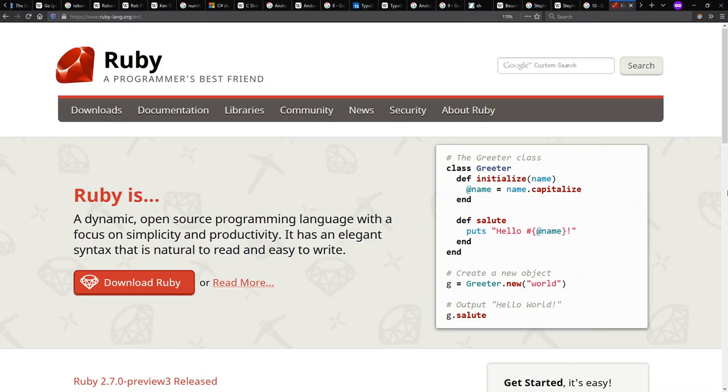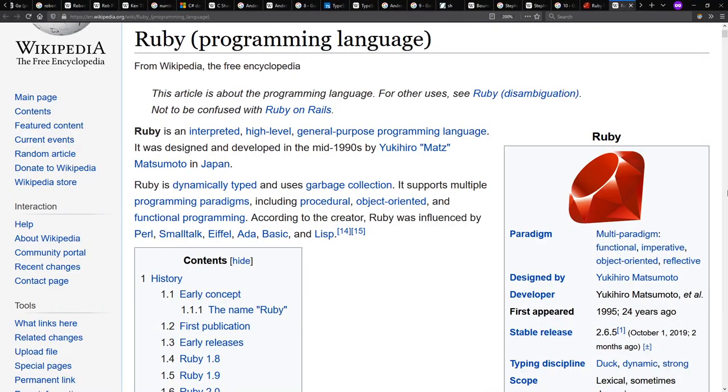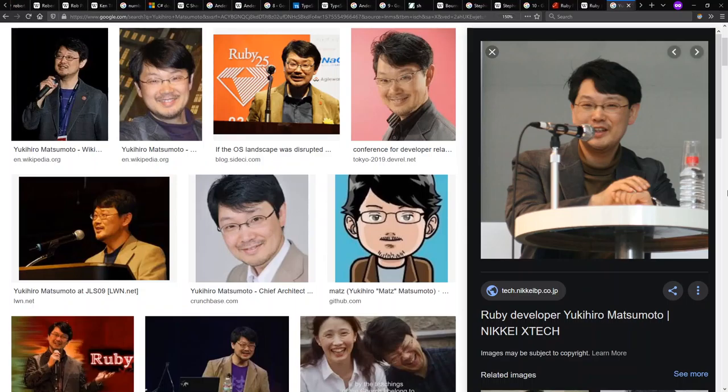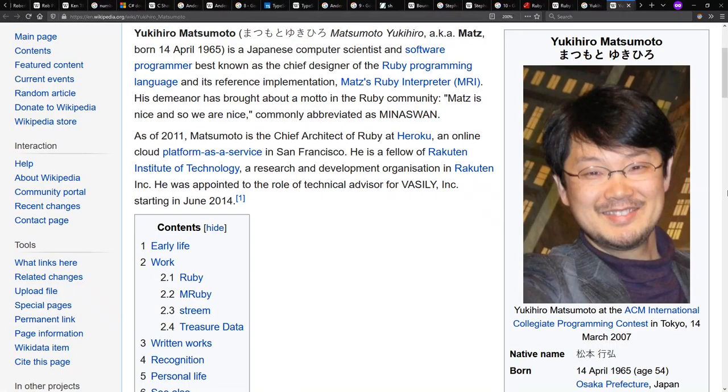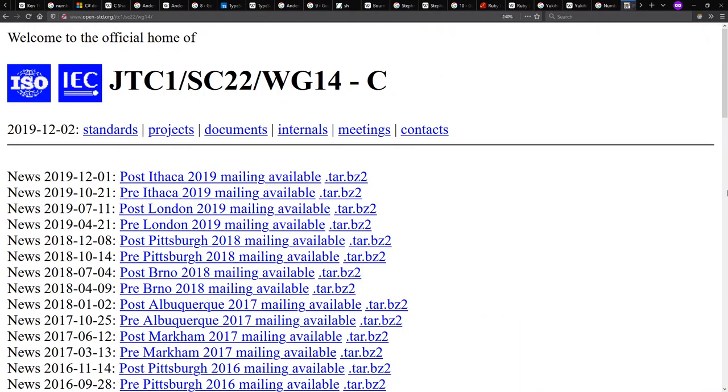Number 10 is Ruby, released in 1995 again. We've seen that year before, haven't we? Designed by Yukihiro Matsumoto, aka Matz. He is from Osaka Prefecture, Japan. Number 11, the venerable C.